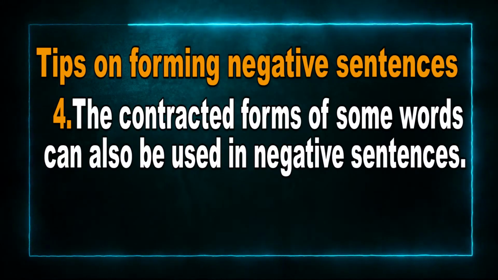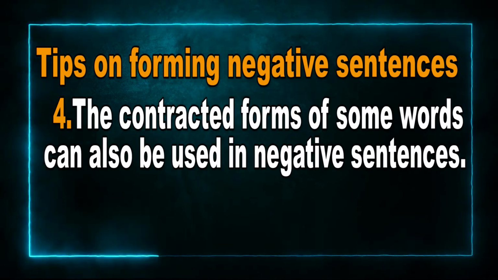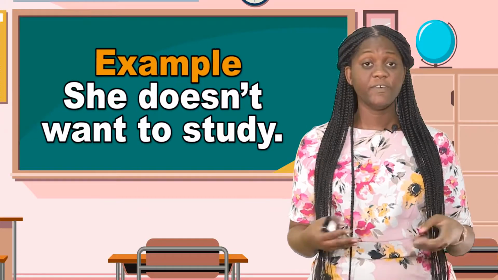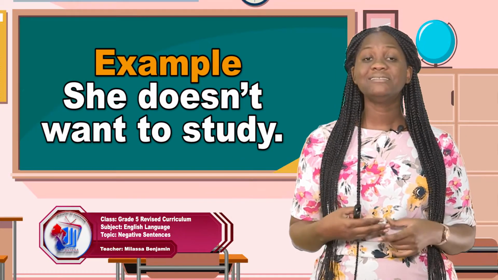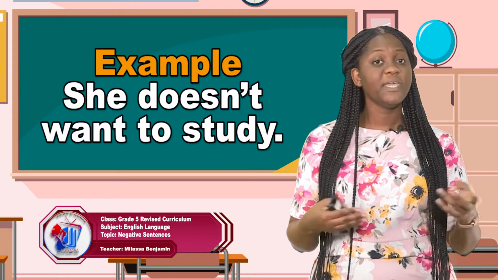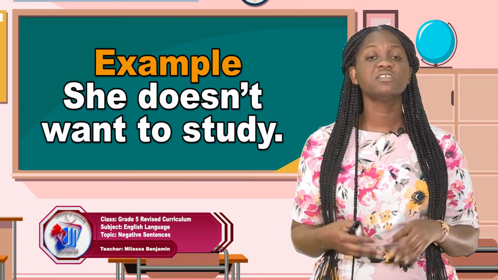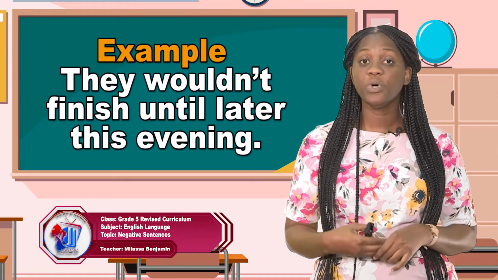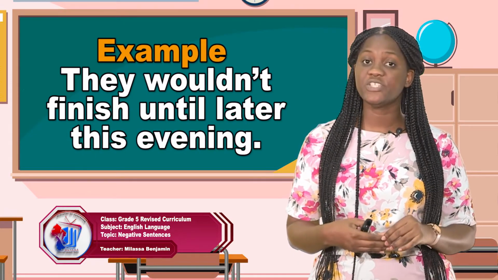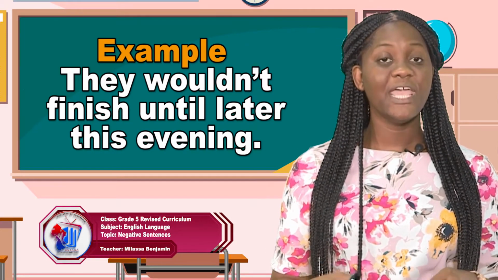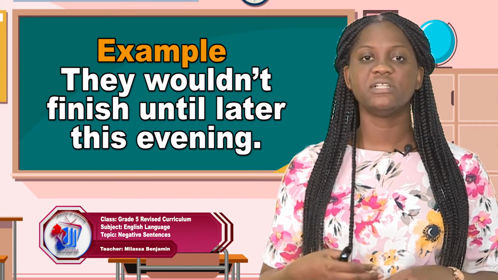Also, the contracted form of some words can also be used in negative sentences. For example, she doesn't want to study is a negative sentence because it really means she does not want to study. Also, they wouldn't finish until later this evening. This sentence really means they would not finish until later this evening.